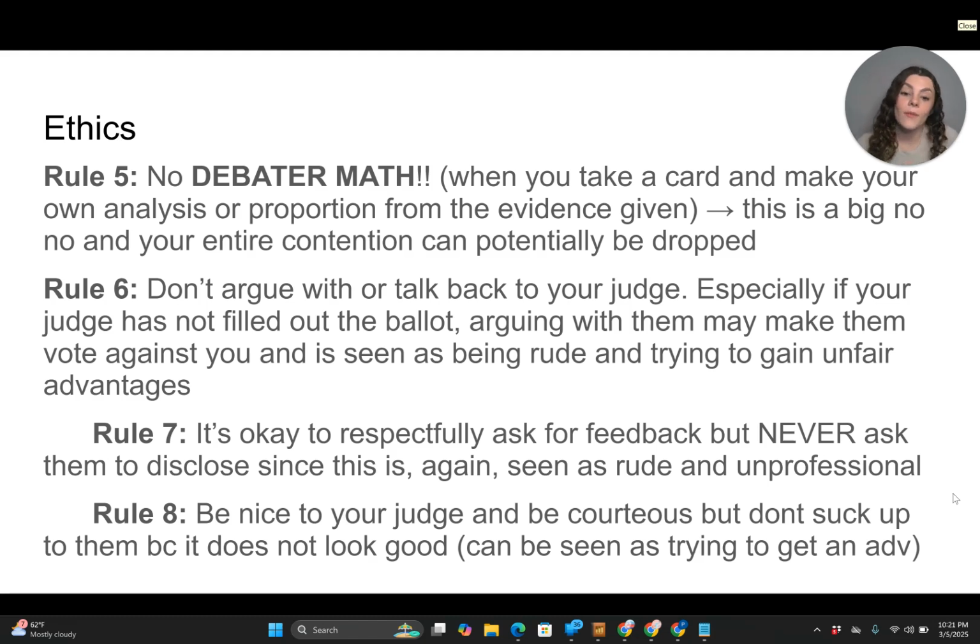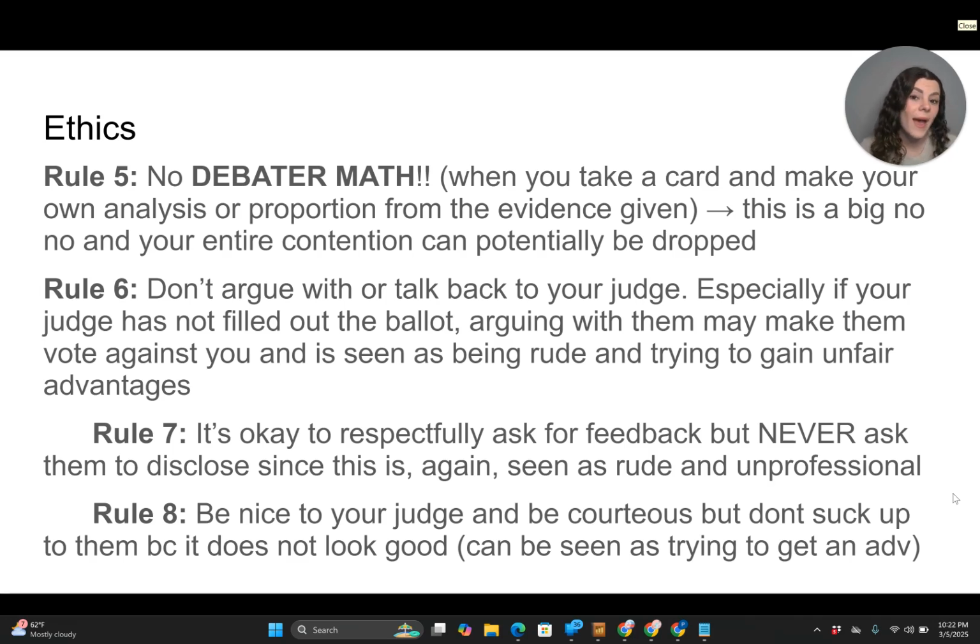Seven, it's okay to be respectful and ask for feedback, but please don't ask the judge to disclose. Asking a judge to disclose means asking the judge to tell you who won or lost that round. A lot of judges and opponents might see this as rude or unprofessional, mainly because a lot of tournaments don't want you to disclose as it is. It can also lead to discouragement for you and or your opponent, depending on who won or lost. You don't want the judge to see that as something negative and use that against you.